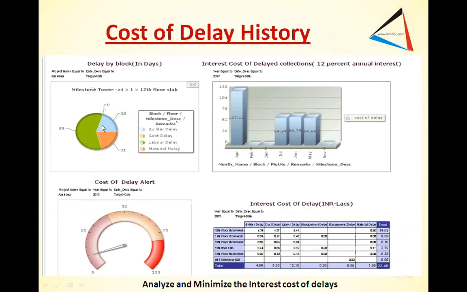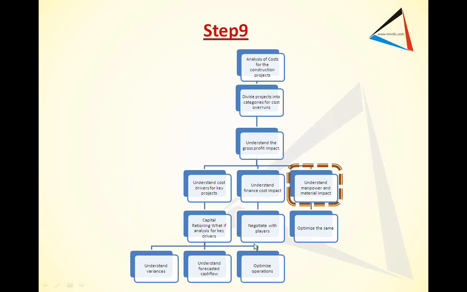Then you look at the cost of delay in history. So you look at the interest cost per month, then the block, plot, remarks, and the milestone. The more the facts, the better it is. Then you have the cost of delay alert. So for this particular project, this is the alert. And this is the builder delay, cost delay, and management delay by milestone, and interest cost by year.